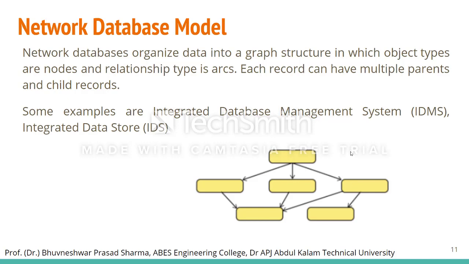Take an example of Twitter, where you can follow one guy and that guy can follow you back also, and that guy can follow other guys also. So this is an example of a graphical presentation of the network model. Most social media sites use this kind of architecture. Some examples of network database models are Integrated Database Management System, IDBMS, and Integrated Data Store.